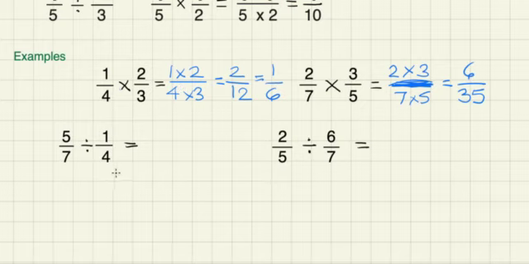Try to give this a go, the division, remembering that there's an extra step. Put it on pause and I'll talk to you in a moment. The rule is that you multiply by the inverse, the reciprocal. So let's give this a go. 5 over 7 remains the same. We change this to that sign and we flip this upside down.